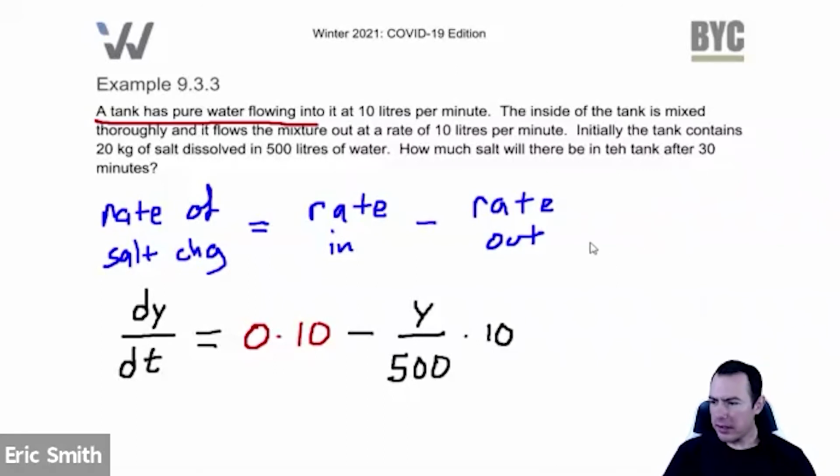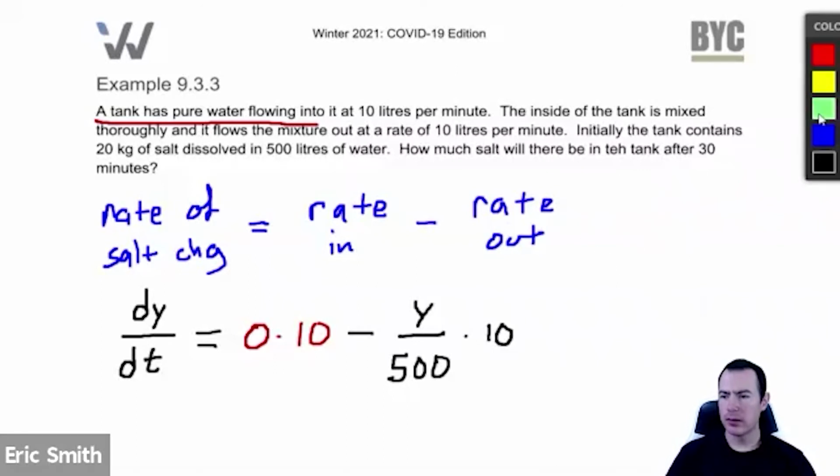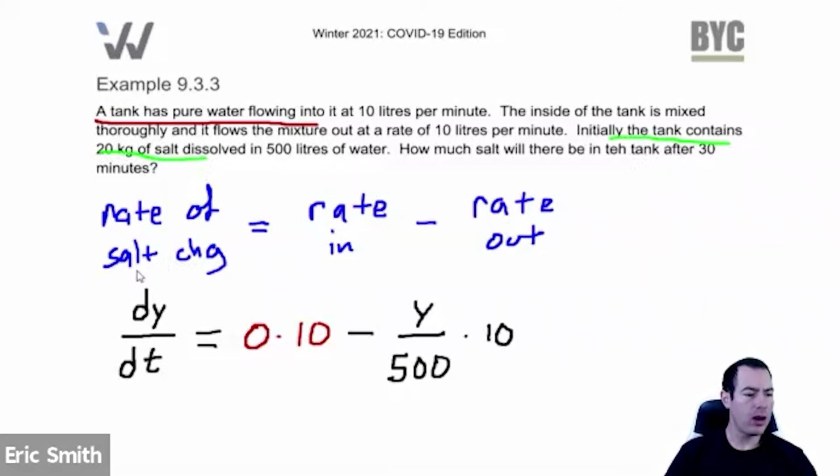All right, so all that is looking pretty good. You'll notice that the only piece that I haven't used at this point is where it says initially the tank contains 20 kilograms of salt. That would be our initial condition. If you want to put that somewhere else, you can say that at time 0, this is going to equal 20 kilograms of salt.